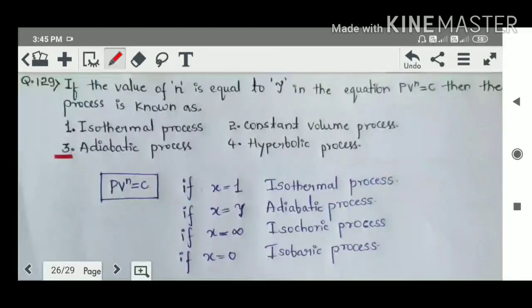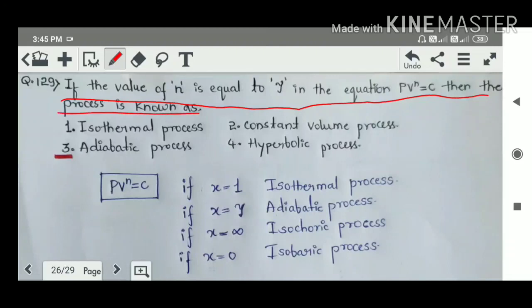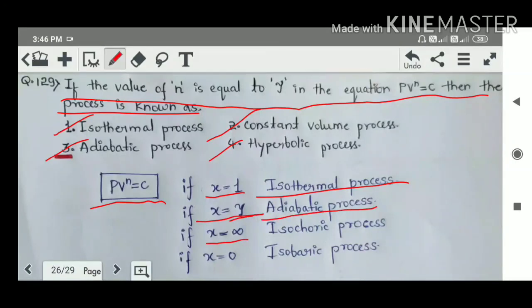Okay, let's move on to question number 129. If the value of n is equal to gamma in the equation PV^n is equal to constant, then the process is known as: the options are isothermal process, constant volume process, adiabatic process, hyperbolic process. Okay friends, here you can see PV^n is equal to constant. If n is equal to 1, then it is isothermal process. If n is equal to gamma, then it is adiabatic process. If n is equal to infinity, it is isochoric process.